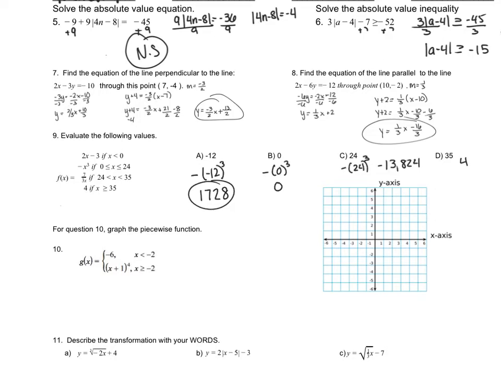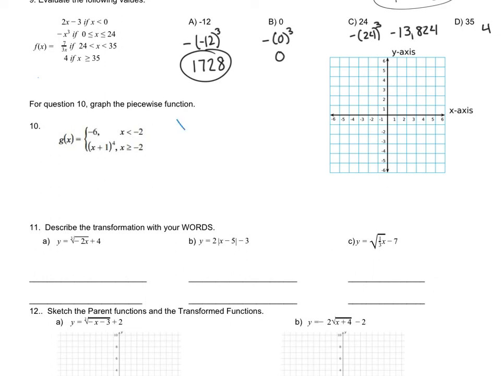All right, let's graph the piecewise function. So xy, this is going to be negative 6. So we're going to start at negative 2, less than, that's going to be an open hole, negative 3, and negative 4. For the next one, we'll do in green. So x plus 1 to the 4th power for all things that are greater than or equal to. So negative 2 plus 1 is negative 1 to the 4th power is 1. Negative 1 plus 1 is 0 to the 4th power is 0. 0 plus 1 is 1.